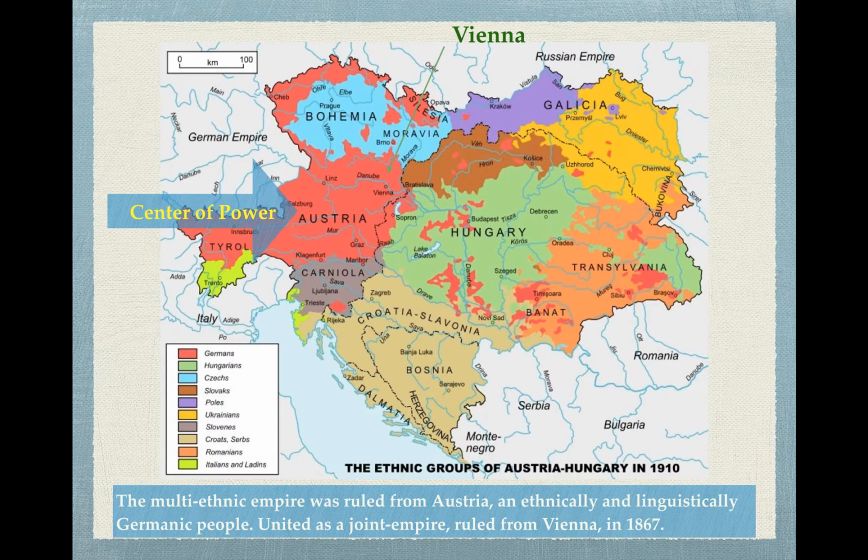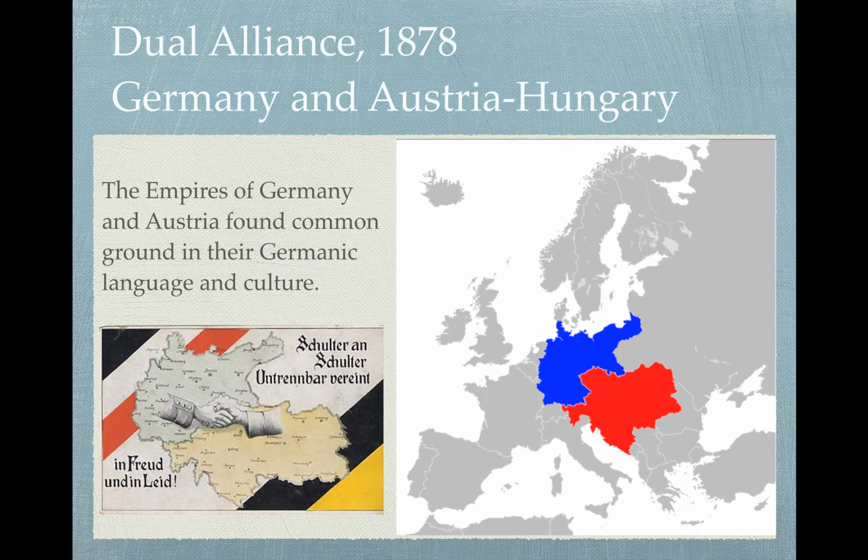It was largely like Silesian, which is a kind of Germanic people. And they shared a lot more cultural ties to, say, people in Germany than they did to, say, people in Hungary. It was ruled from Vienna, which was in the eastern part of Austria, but still a Germanic place. And as a result of this, Austria-Hungary and Germany had an alliance in 1878. It was called the Dual Alliance, and in many ways it found common ground in their German language and culture.